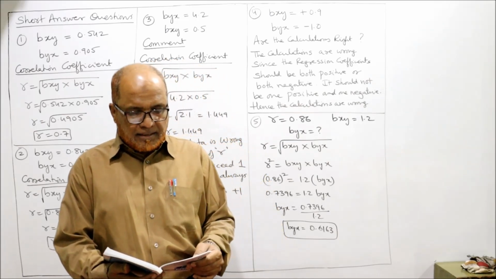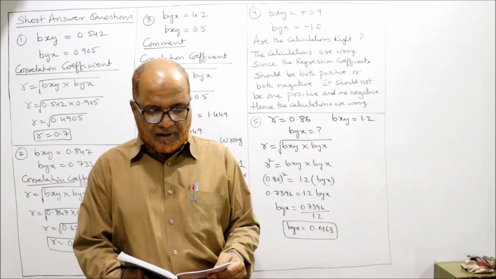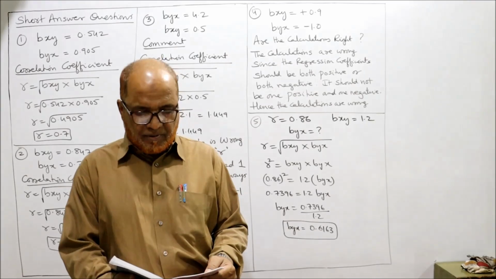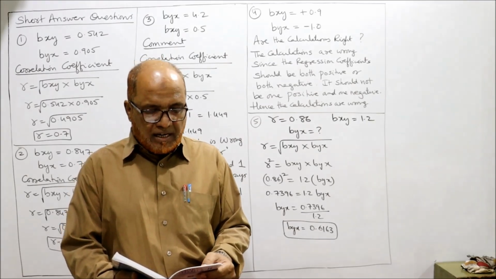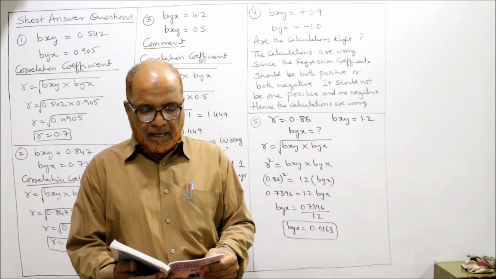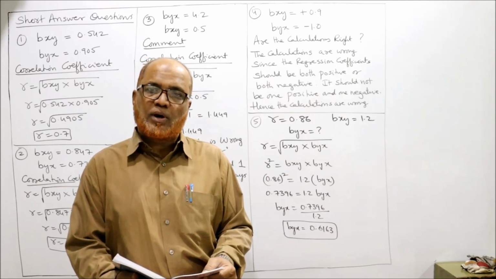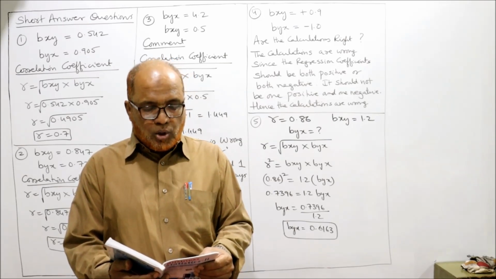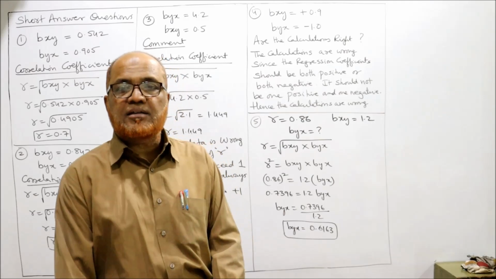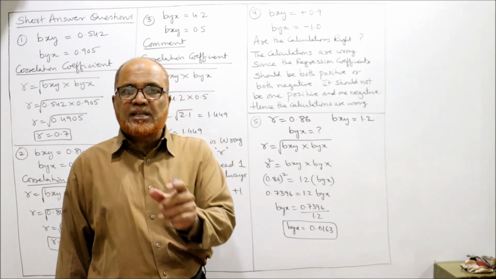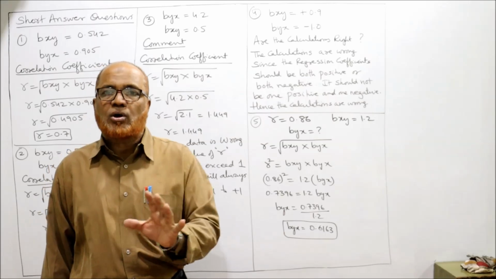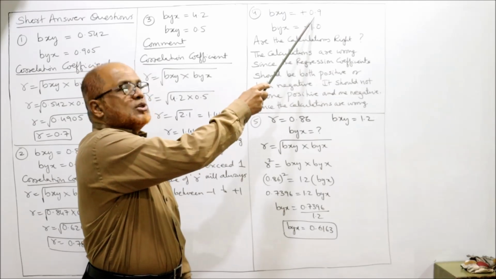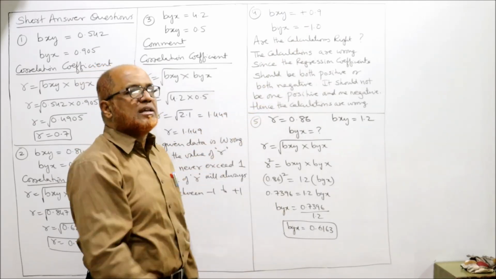A student calculated the coefficient of regression of x on y and y on x. So he has calculated regression coefficients bxy and byx as 0.9 and -1.0. So bxy he calculated as plus 0.9 and byx he calculated as -1. Do you think that calculations are correct? Again we have to give the comment. Do you think that the student who has made these calculations is right or wrong? It is absolutely wrong. bxy is equal to plus 0.9 and byx is equal to -1.